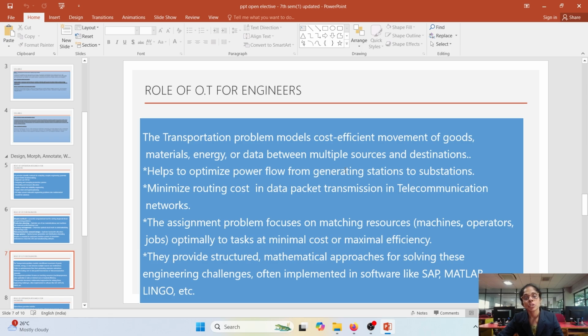And the third unit, transportation problem, helps to optimize power flow from generating stations to substations. It minimizes routing cost in data packet transmission in telecommunication networks. The assignment problem focuses on matching resources optimally to tasks at minimal cost or maximal efficiency. Assignment and transportation problems together provide structured mathematical approaches for solving these engineering challenges, often implemented in software like SAP, MATLAB, Lingo, etc.